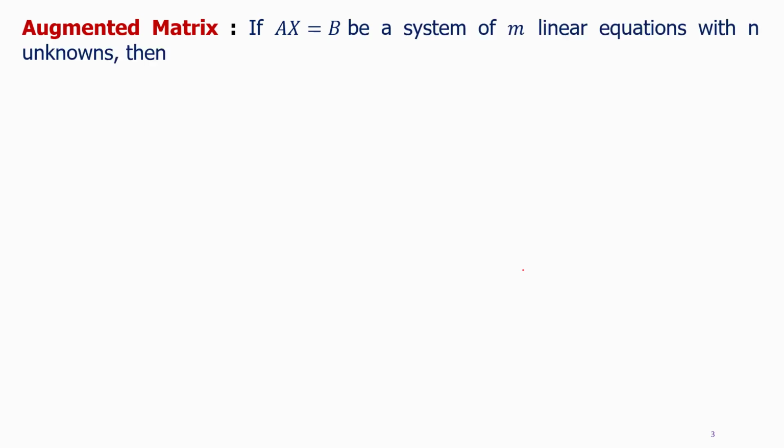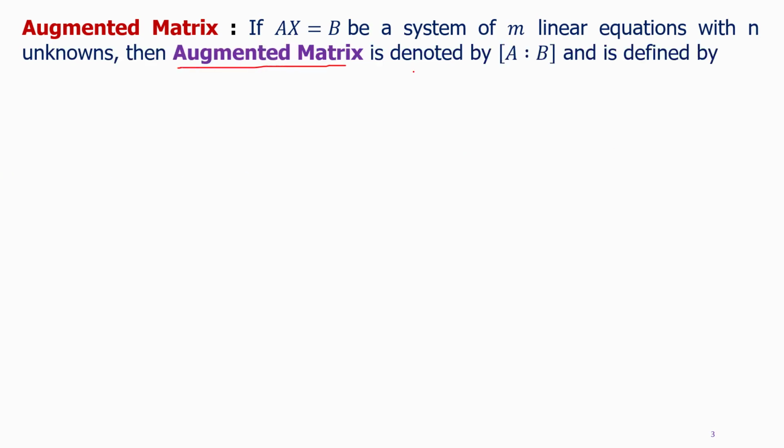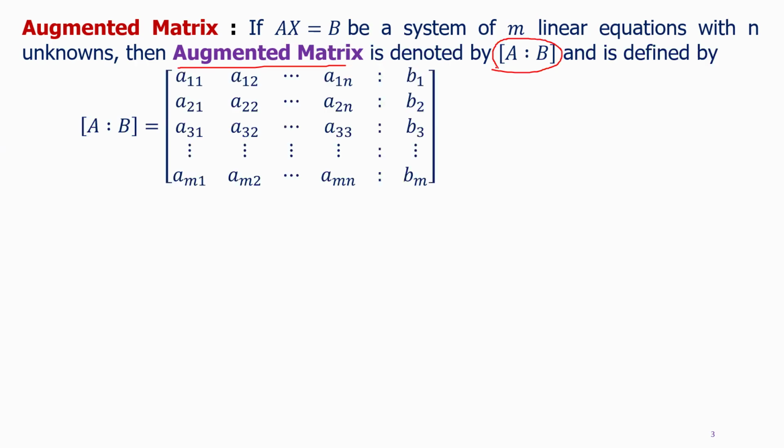Now there is one more matrix, which is called the augmented matrix. If Ax = B is a system of m linear equations with n unknowns, then the augmented matrix is denoted by A:B and is defined as A:B equals a11, a12, up to a1n and so on. The first part is nothing but the coefficient matrix, and the second part is the constant matrix. If we combine the coefficient matrix and constant matrix, then this matrix is called the augmented matrix. We will see what the use of this augmented matrix is.